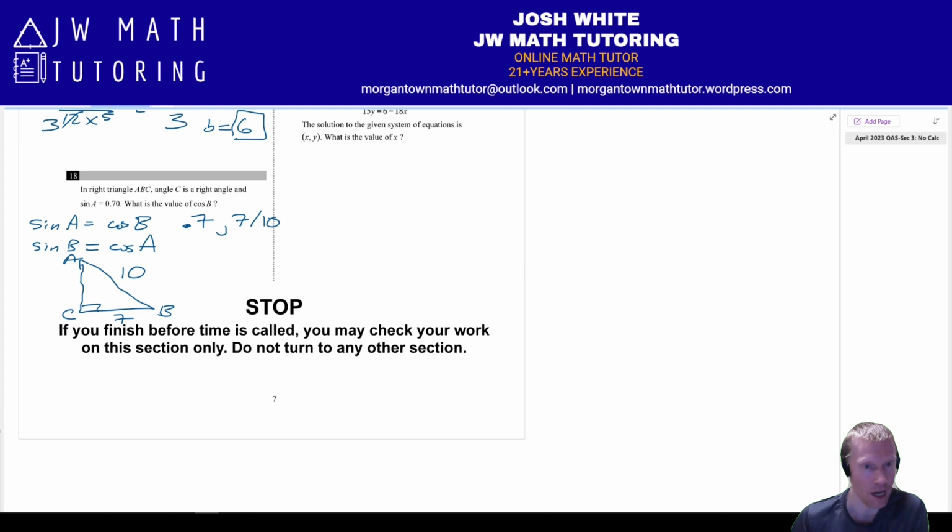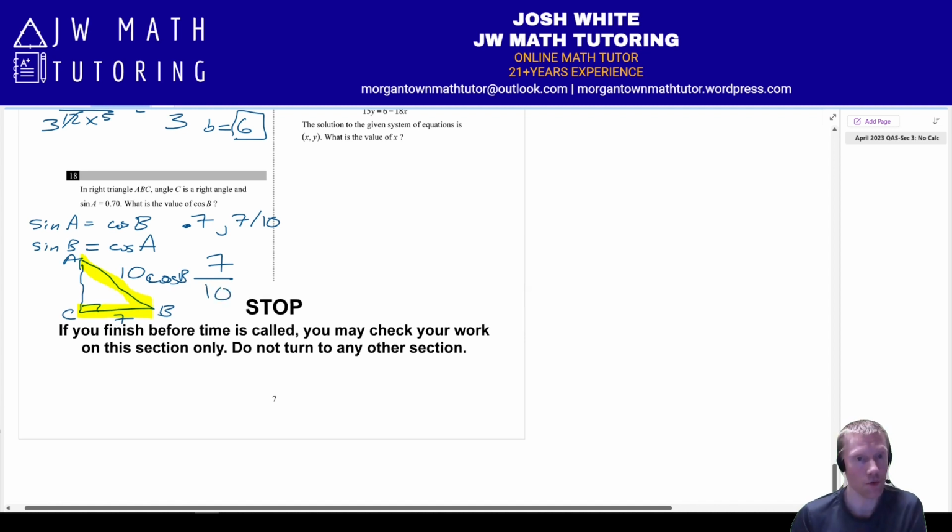Because we know sine is opposite over hypotenuse. So now when I go to do the cosine of B, cosine of B is going to be the adjacent, which is 7, or if you use 0.7, that's fine. I set up the trig ratio, cosine of B, adjacent over hypotenuse. So it's just going to be 7 over 10.